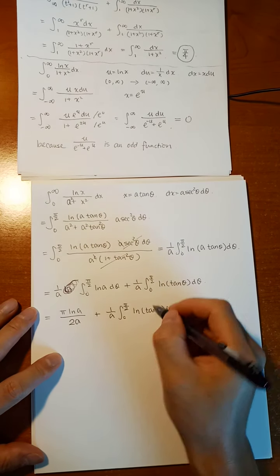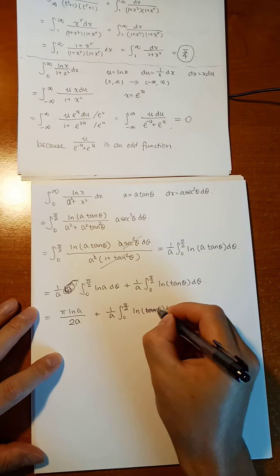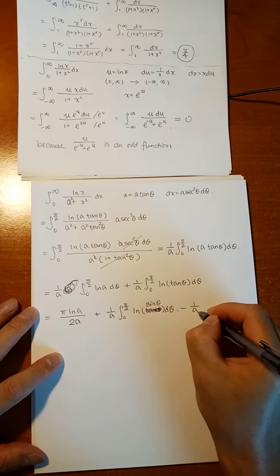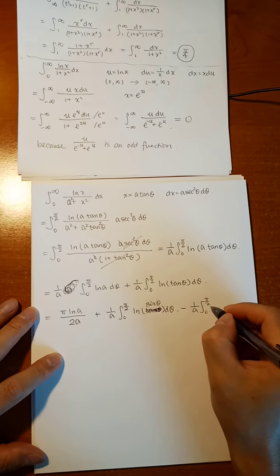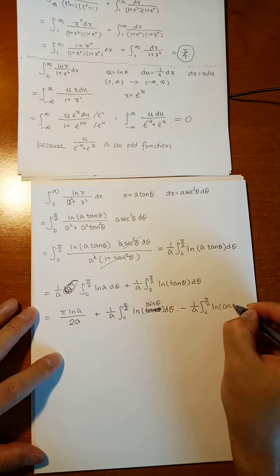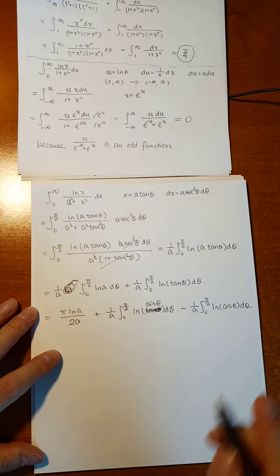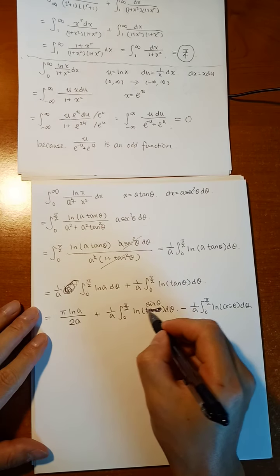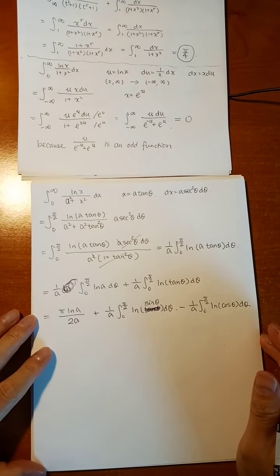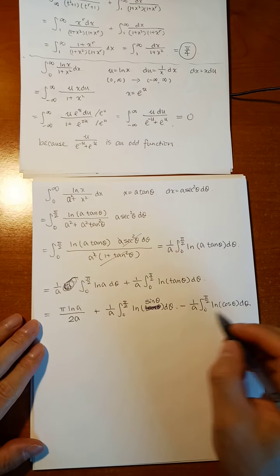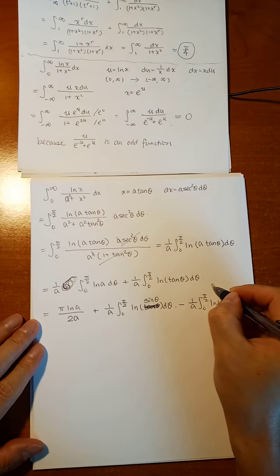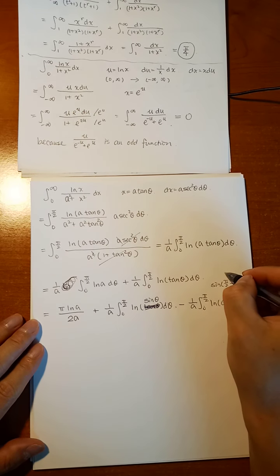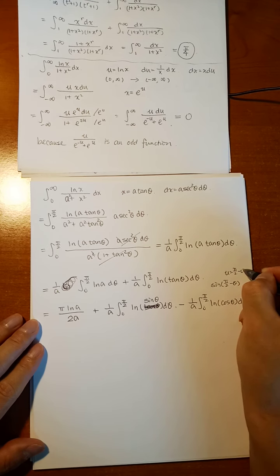For the second one, tangent we can write as sine over cosine. So this becomes 1 over a times the integral from 0 to pi over 2 of natural log sine theta, minus 1 over a times the integral from 0 to pi over 2 of natural log cosine theta. Remember, we're talking about the first quadrant, so all the trigonometric functions are positive, so it makes sense. Cosine is sine of pi over 2 minus theta, so we let u be pi over 2 minus theta.